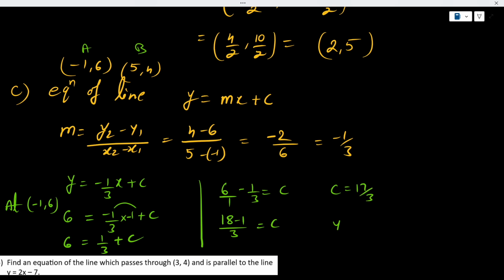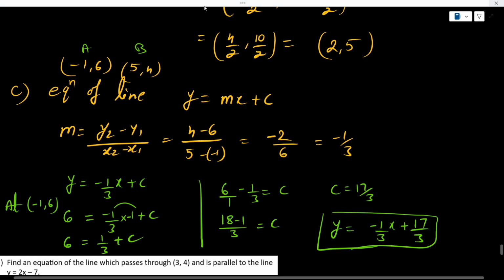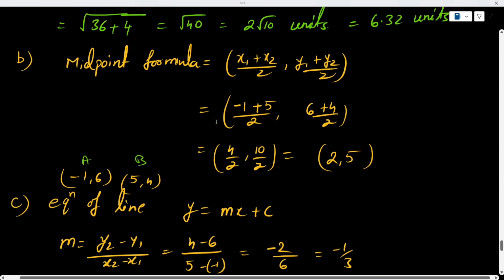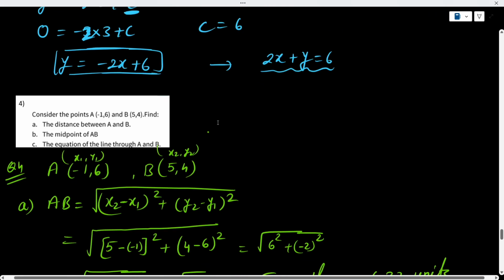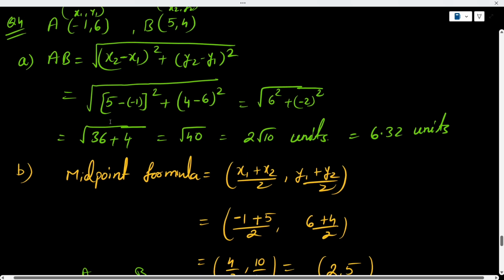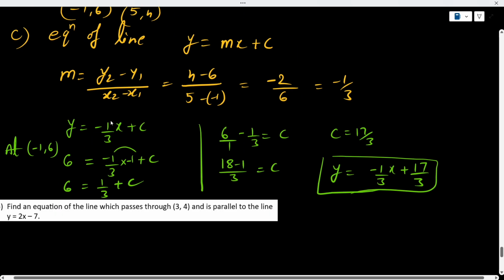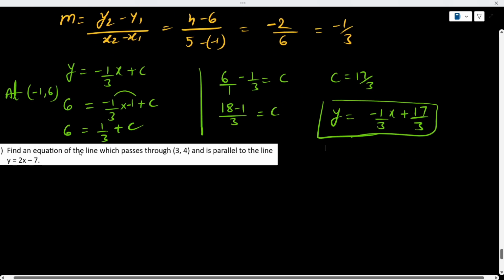So what is going to be our equation? y equals to minus 1 by 3x plus 17 by 3. So this is nothing but your equation of the line in the gradient form. If you need the standard form, they are not asking, so you can leave the answer in the gradient form only. Okay.